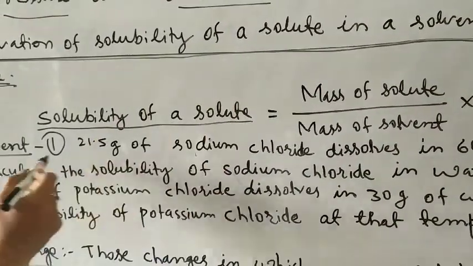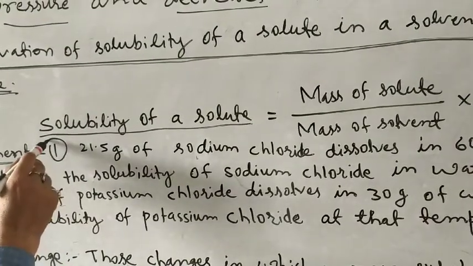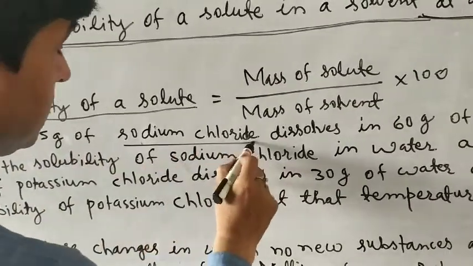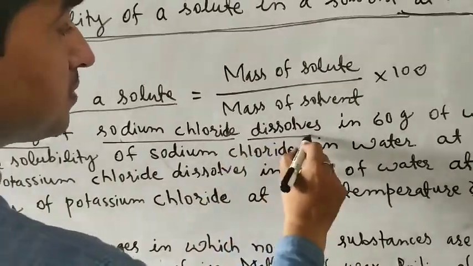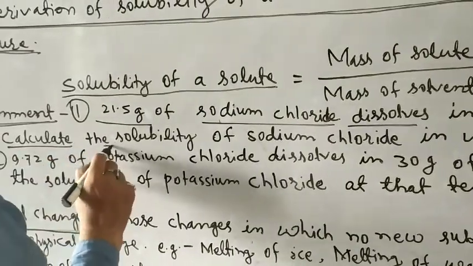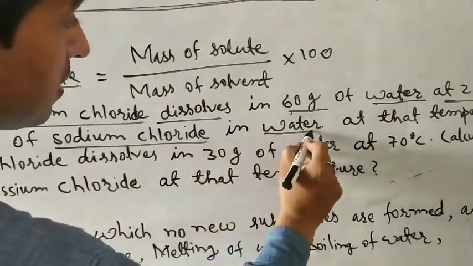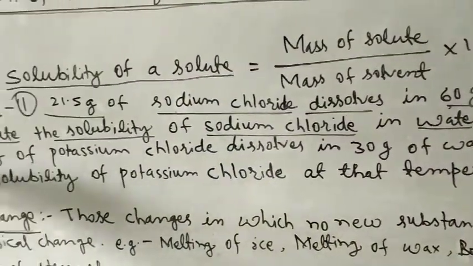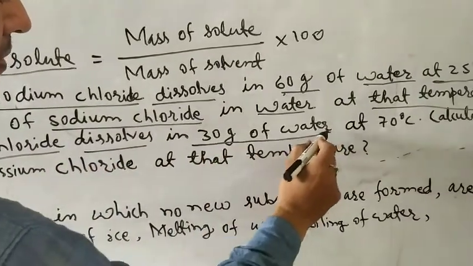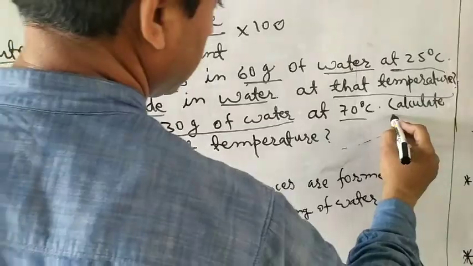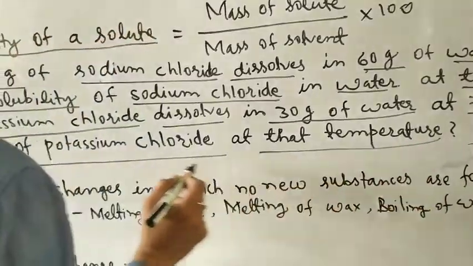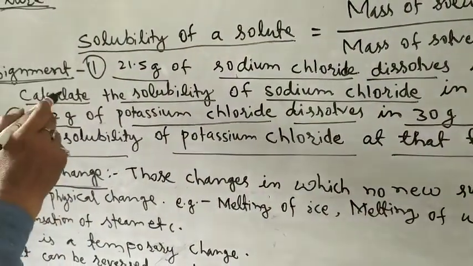On this basis, I have given two assignments to solve. First one is: 21.5 gram of sodium chloride dissolves in 60 gram of water at 25 degrees Celsius. Calculate the solubility of sodium chloride in water at that temperature. And second one is: 9.72 gram of potassium chloride dissolves in 30 gram of water at 70 degrees Celsius. Calculate the solubility of potassium chloride at that temperature. So these two questions have to be solved.